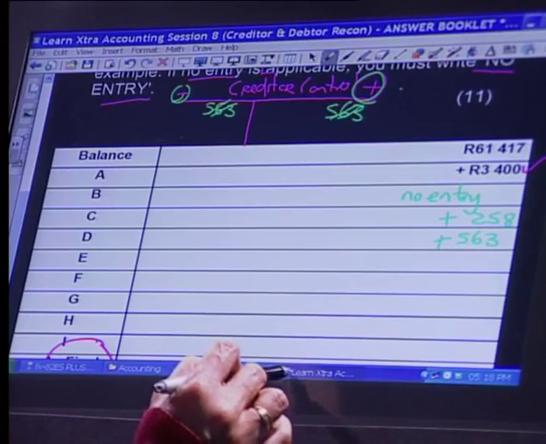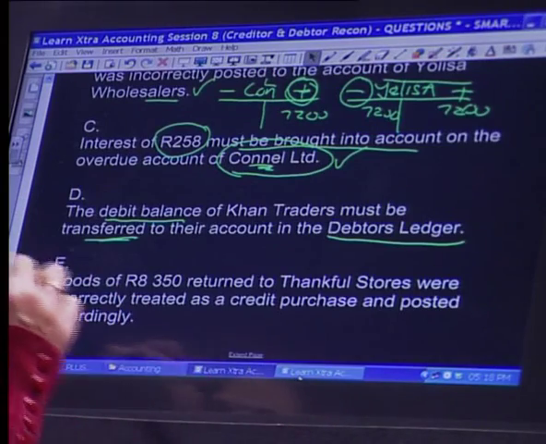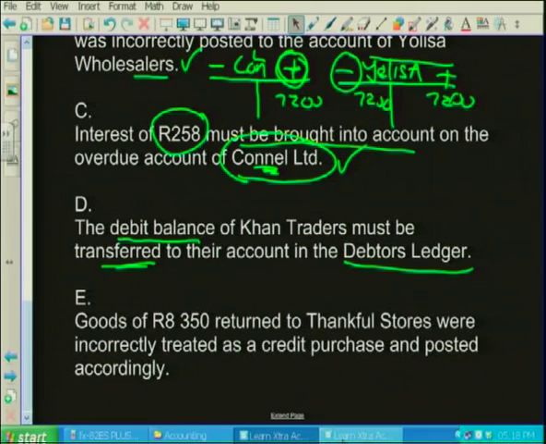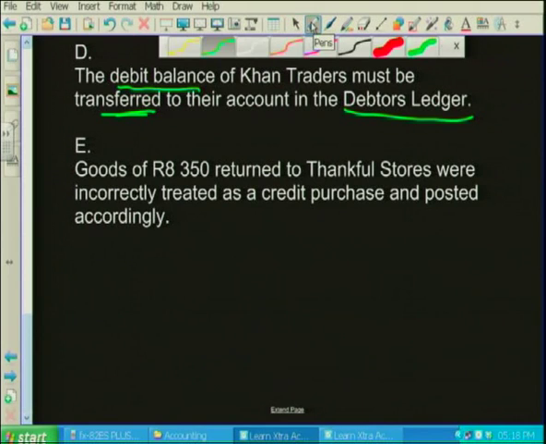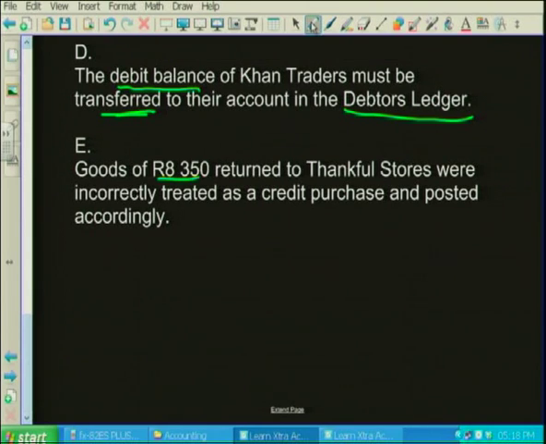Let's now look at error E. So back to our question paper. Right, error E, just extend the page a bit, there we go. Goods of, let's just say that one more time. Goods of 8,350 Rand returned to Thankful Stores were incorrectly treated as a credit purchase, and it was posted accordingly.